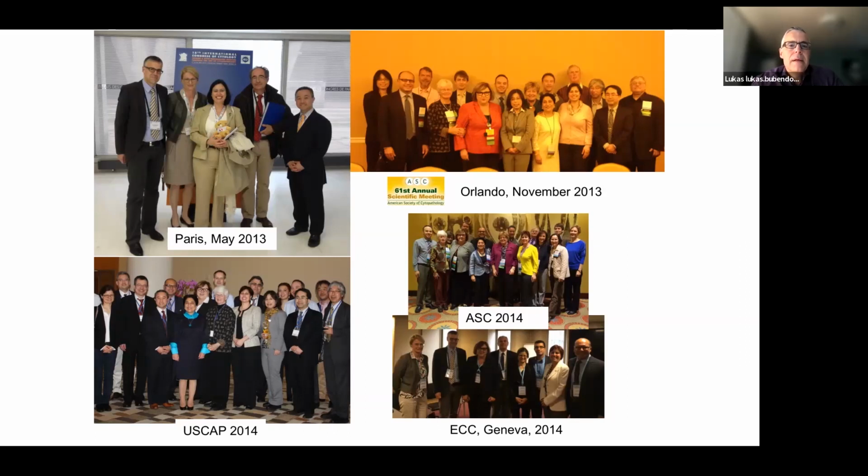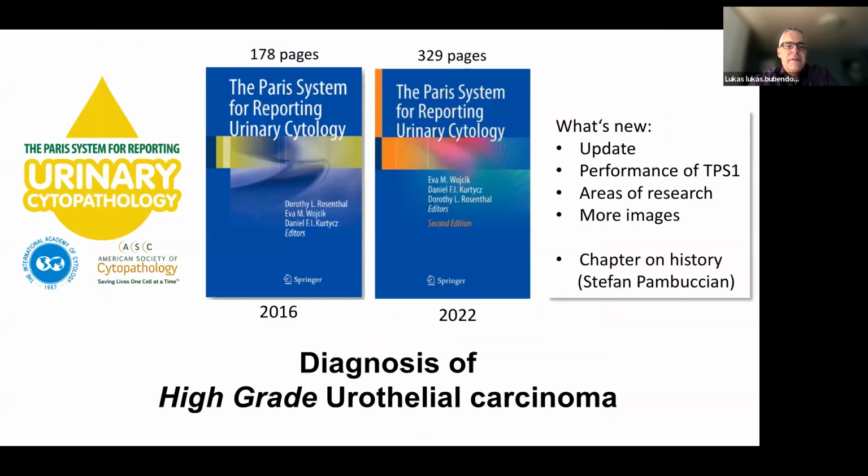This group then rapidly grew into a very international group of urinary cytologists, and also a few urologists were involved, as you can see. Now, this resulted eventually in the first Paris system book in the year 2016. The main purpose was really to diagnose or exclude high-grade urothelial carcinoma, focusing on high-grade urothelial carcinoma, leaving away all the other troubles that we have with low-grade urothelial neoplasias. So the first book came out in 2016.